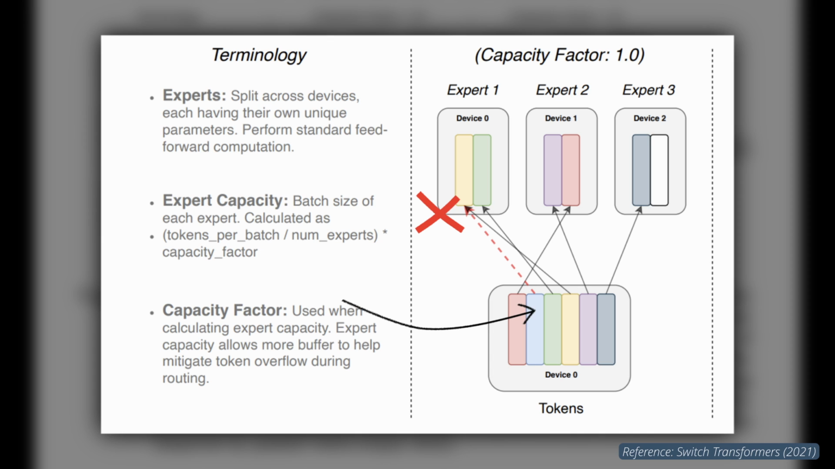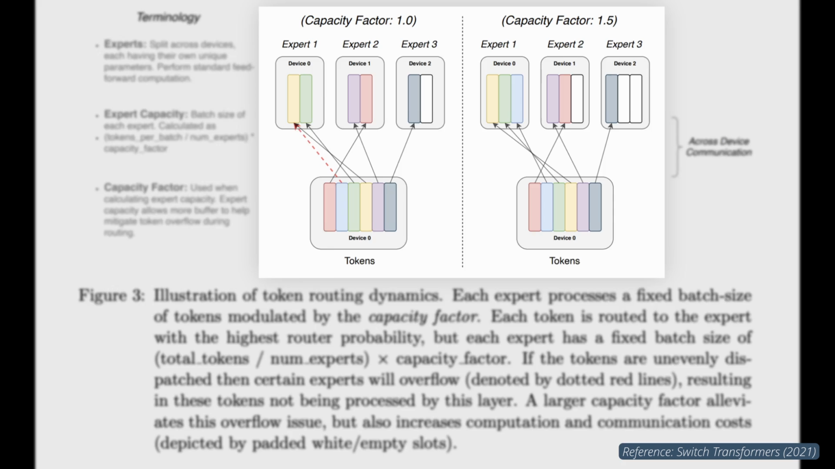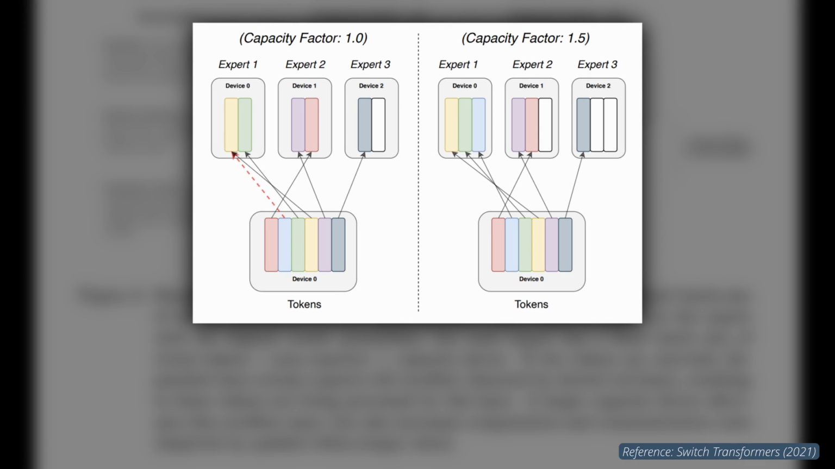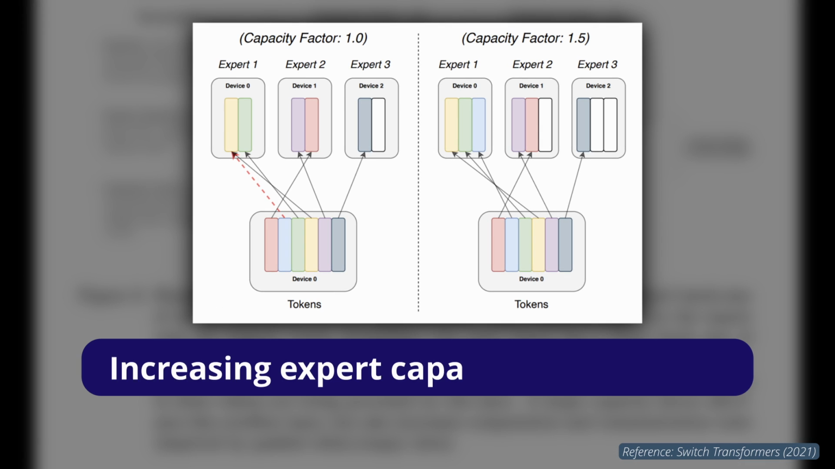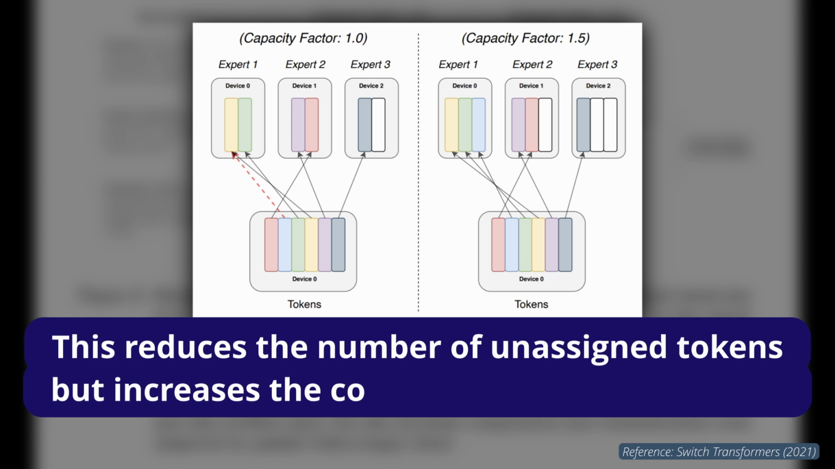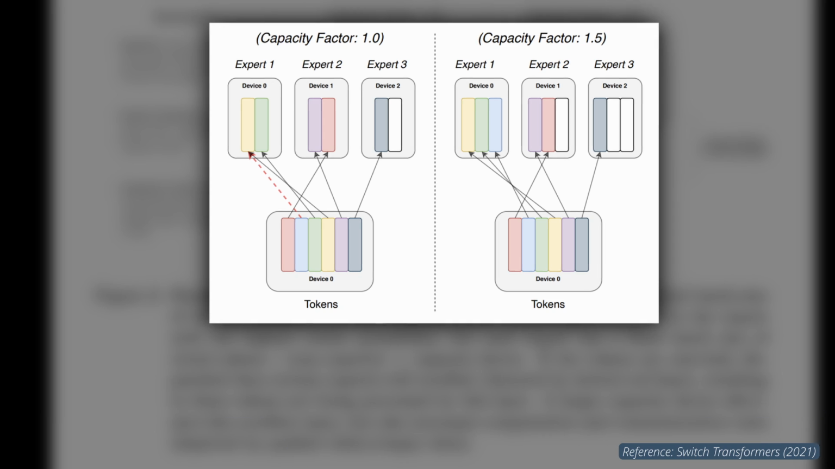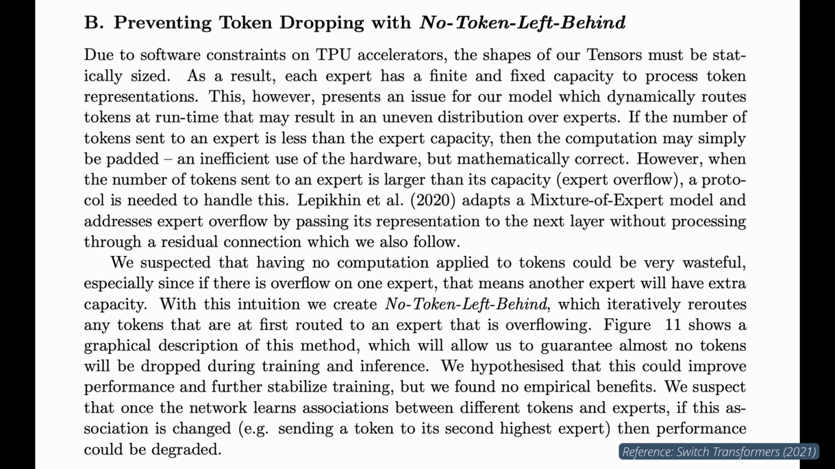The expert capacity can however be increased to accommodate more tokens, which generally reduces the number of tokens that overflow their assigned experts. But it also adds more computation to the network, as each expert now has to process more tokens. In the same paper, they proposed another technique called leave no tokens behind, and that is pretty simple as well.